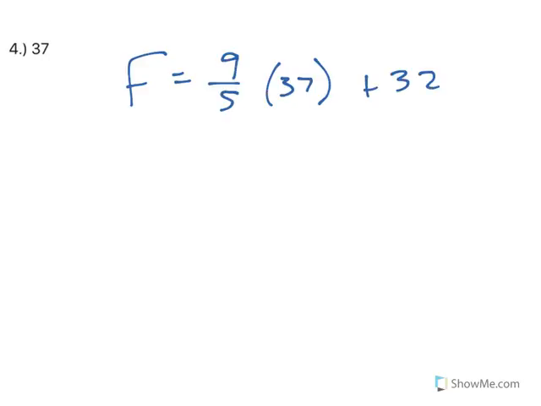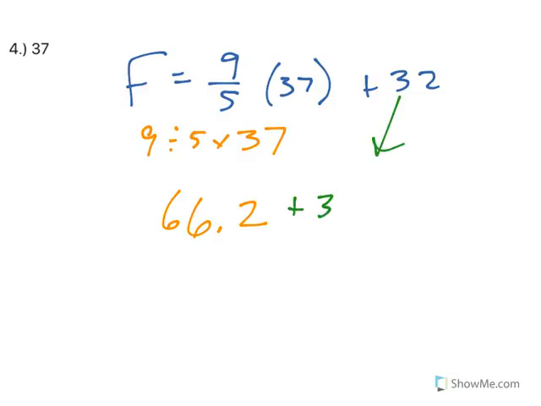Number 4, same thing. Fahrenheit is 9/5 times Celsius plus 32. 9 divided by 5 times 37 yields 66.2. Bring down my plus 32, and I end up with 98.2 degrees Fahrenheit.